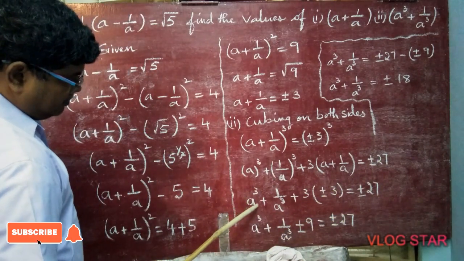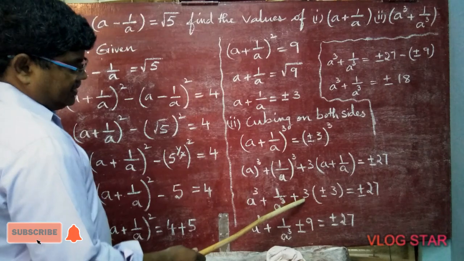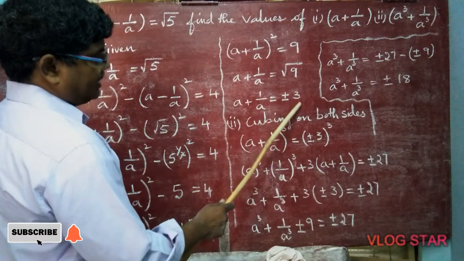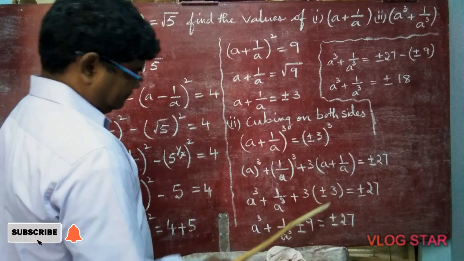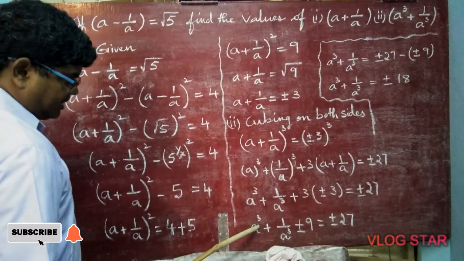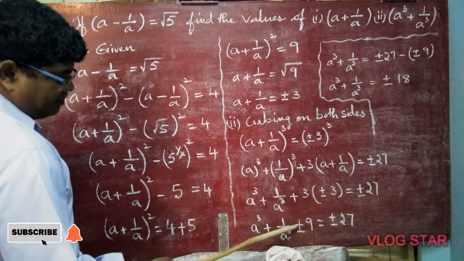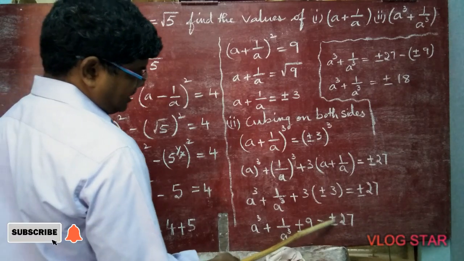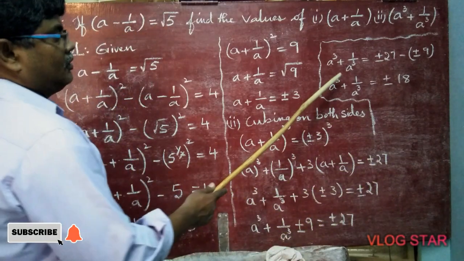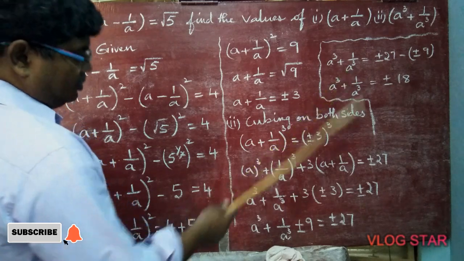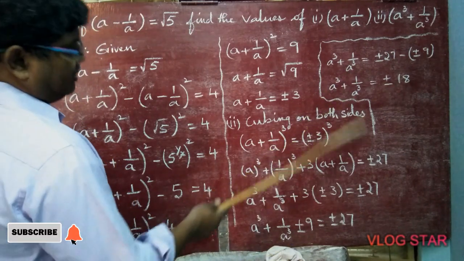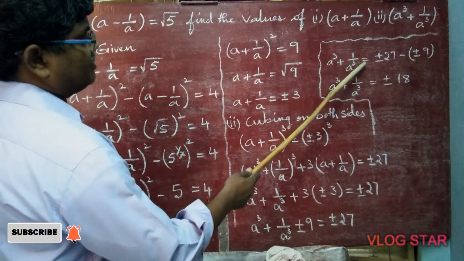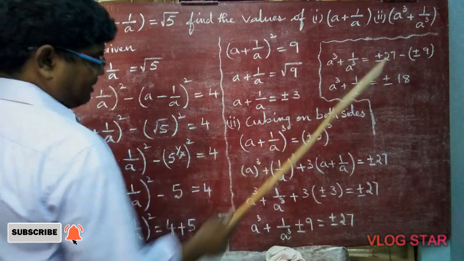Now a cube plus 1 by a cube plus 3 into, just now we got the value of a plus 1 by a, plus or minus 3. So plus or minus 3 is equal to plus or minus 27. a cube plus 1 by a cube plus or minus 9, because 3 3 is 9, is equal to plus or minus 27. Now a cube plus 1 by a cube, continue the problem. For me place is not there, so I am writing here. a cube plus 1 by a cube is equal to plus or minus 27.